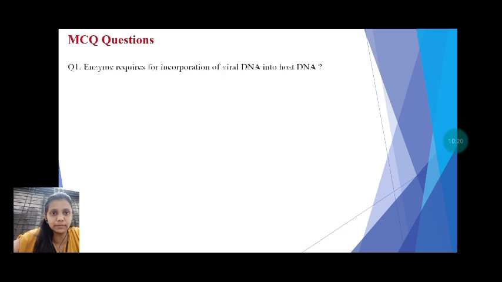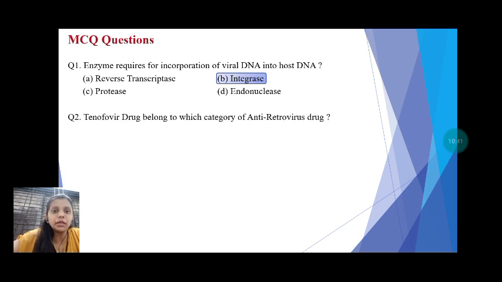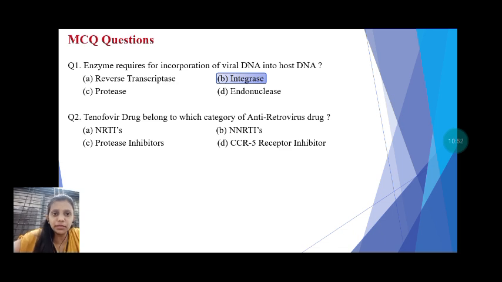Now the MCQ questions. Question number 1. Enzyme required for the incorporation of the viral DNA into the host DNA. Options. Option A, reverse transcriptase, B, integrase, C, protease, and D, endonuclease. The answer is option B, integrase. Question number 2. Tenofovir drug belongs to which category of antiretroviral drug? Options include A, NRTIs, B, NNRTIs, C, protease inhibitors, D, CCR5 receptor inhibitors. The answer is A, NRTIs.